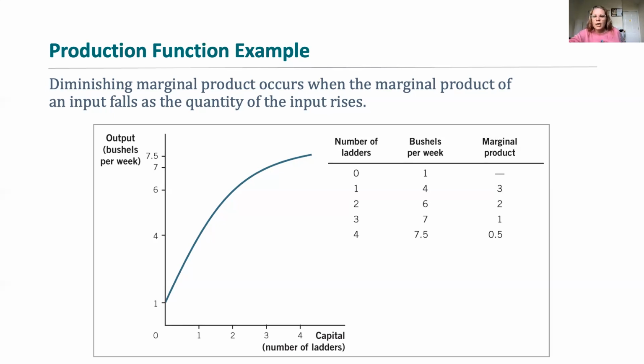So the marginal product per ladder is declining as ladders are added. As we move horizontally to the right, we're adding more and more inputs, and the output is increasing at a diminishing rate. This is what we call diminishing marginal product. It's the output of each additional input getting smaller and smaller.